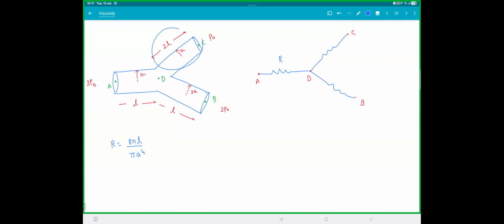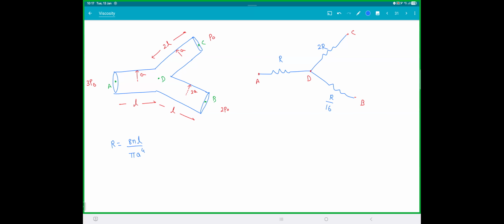What about this resistor? 8 eta L, L is double, so this guy is 2R. Here 8 eta L, L is the same, but area is pi a power 4 with radius 2a, so this guy was R by 16. Check. So the three resistors are these. Again, like I said, we are interested in the ratio. R's value is 8 eta L by pi a power 4.